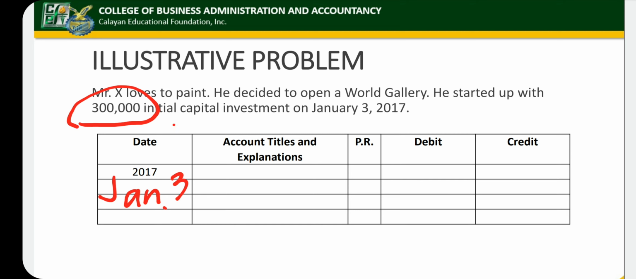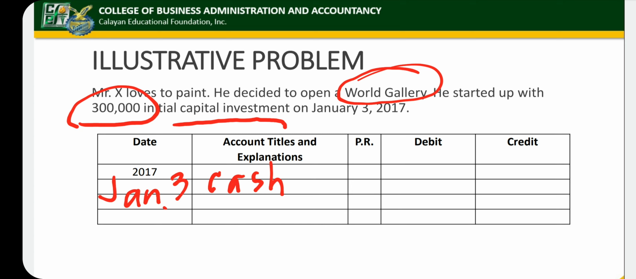Class, take note that if the transaction is an investment type of transaction, this will increase the capital amount of the owner. And this will also increase the asset account of the owner, depending on what type of asset he invested in the company. So, his company is named the World Gallery. Okay. So, he invested 300,000 cash in the business. So, in this illustration, cash will be debited since this is what Mr. X invested in the business.